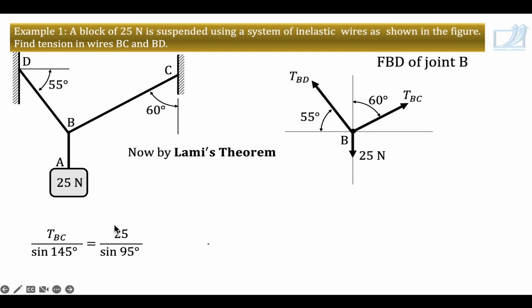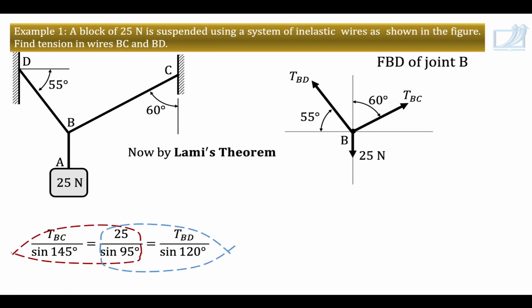While using Lami's theorem, we are not going to consider the direction of the force, but we consider the nature of the force. Next, TBD divided by sin 120. It is 30 plus 90, that is sin 120. So when you use Lami's theorem, actually you get two equations. This is one equation and this is the other equation. Using these two equations, you will get TBC. The first equation gives you TBC. The second equation gives you TBD. So these are the answers.